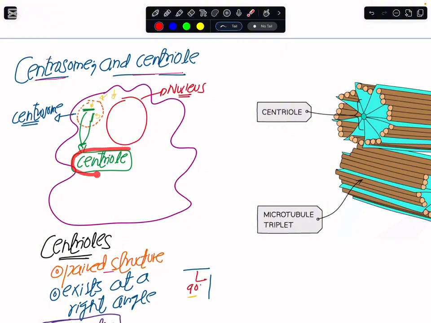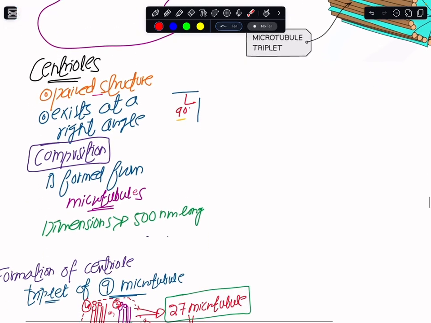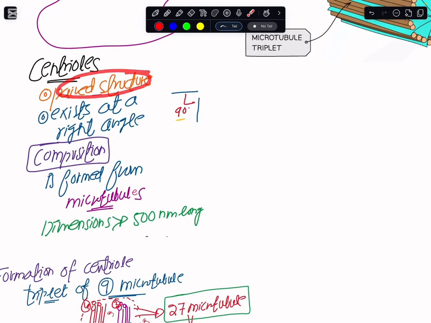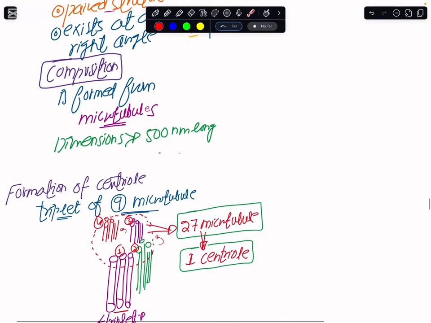So this is the centriole. Two centrioles at a 90-degree angle to one another make the centrosome, and this lies close to the nucleus. Let me quickly describe these centrioles: they are a paired structure. This is one centriole, this is another centriole, aligned at a right angle to one another. How is this centriole related to microtubules? It is the microtubules that align themselves in a different fashion, and as a result of those microtubule combinations, we make the centrioles.